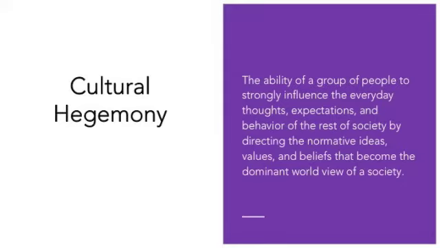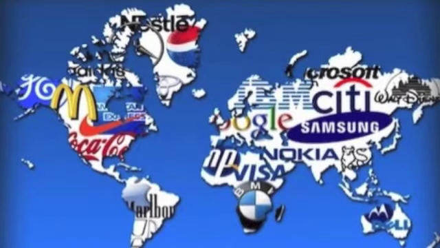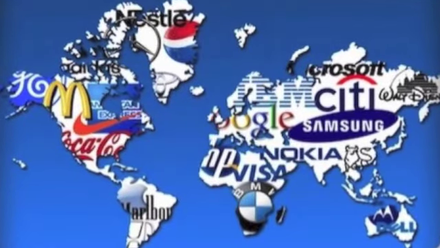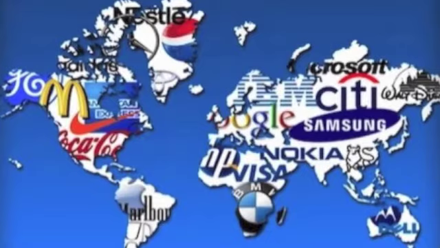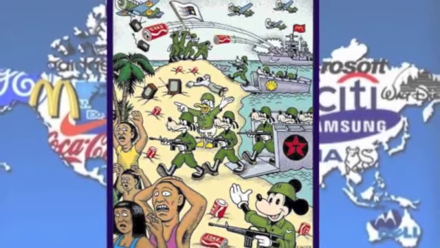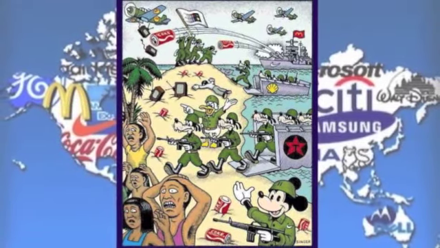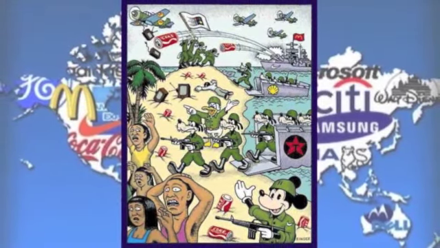Within hegemonic internationalism, we have cultural hegemony. Cultural hegemony refers to the ability of a group of people to strongly influence the everyday thoughts, expectations, and behavior of the rest of society by directing the normative ideas, values, and beliefs that become the dominant worldview of a society. One way cultural hegemony is enacted is through the exportation of products that promote a certain worldview. American supercorporations such as McDonald's and Walmart have come to dominate the global market, affecting the lives and cultures of people all around the world as Western values are imported along with the Western products.